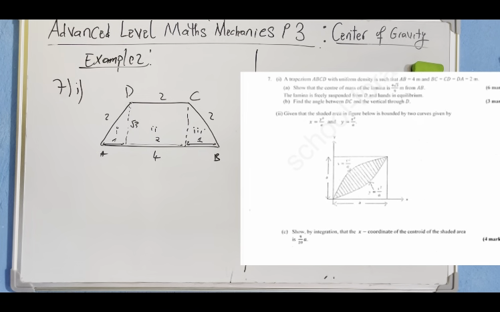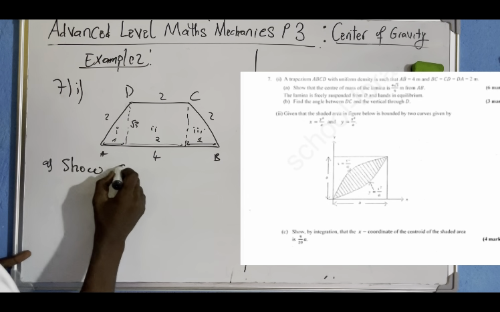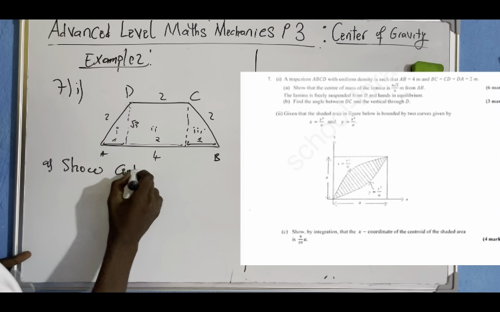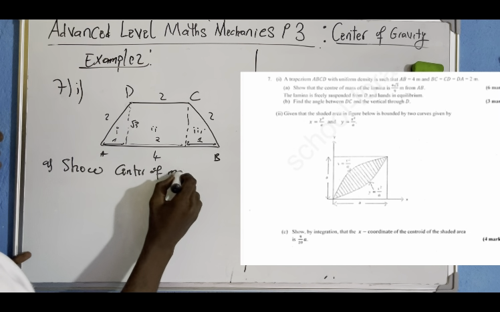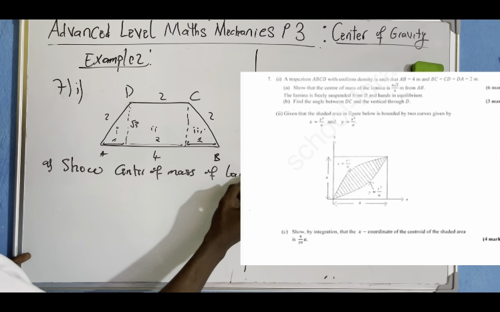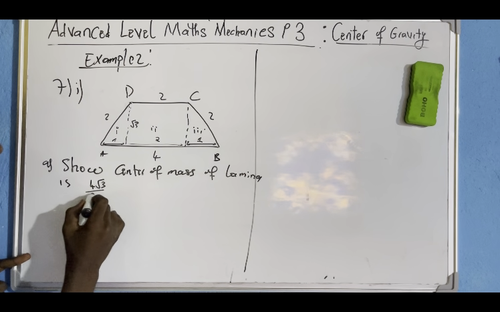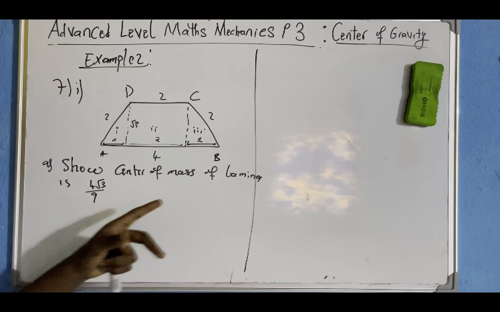So you are asked to show that the center of mass of the lamina is 4 root 3 all over 9. The first question is to show that the center of mass of the lamina, so the lamina here is the trapezium, is 4 root 3 all over 9. So our lamina here is the trapezium.